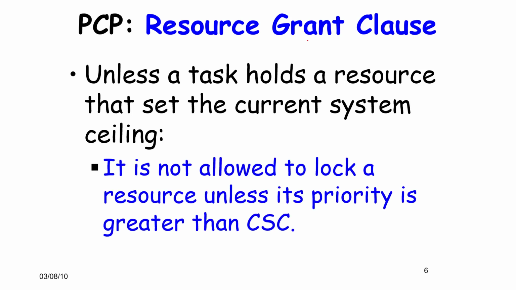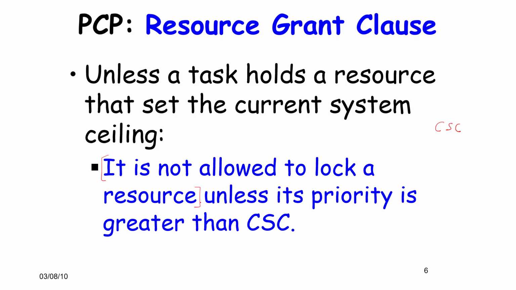So, the idea is that unless a task holds a resource that set the current system ceiling, so if the system ceiling has some value, which is clearly the maximum of the ceilings of the individual resources. So if a task holds a resource that set the current system ceiling, unless this is the case, it is not allowed to lock a resource, right?